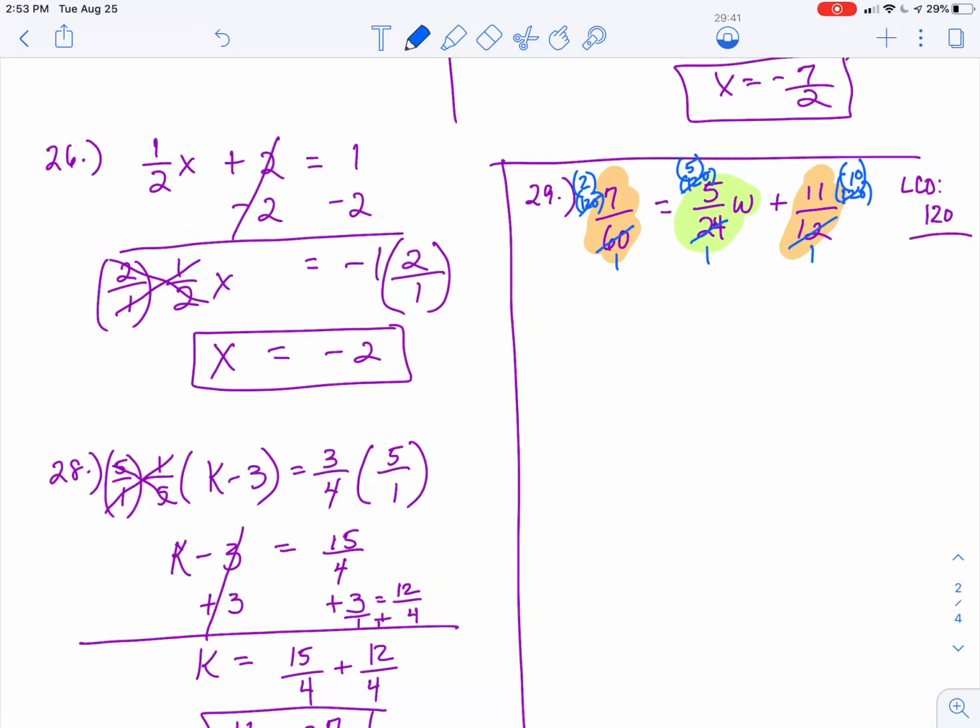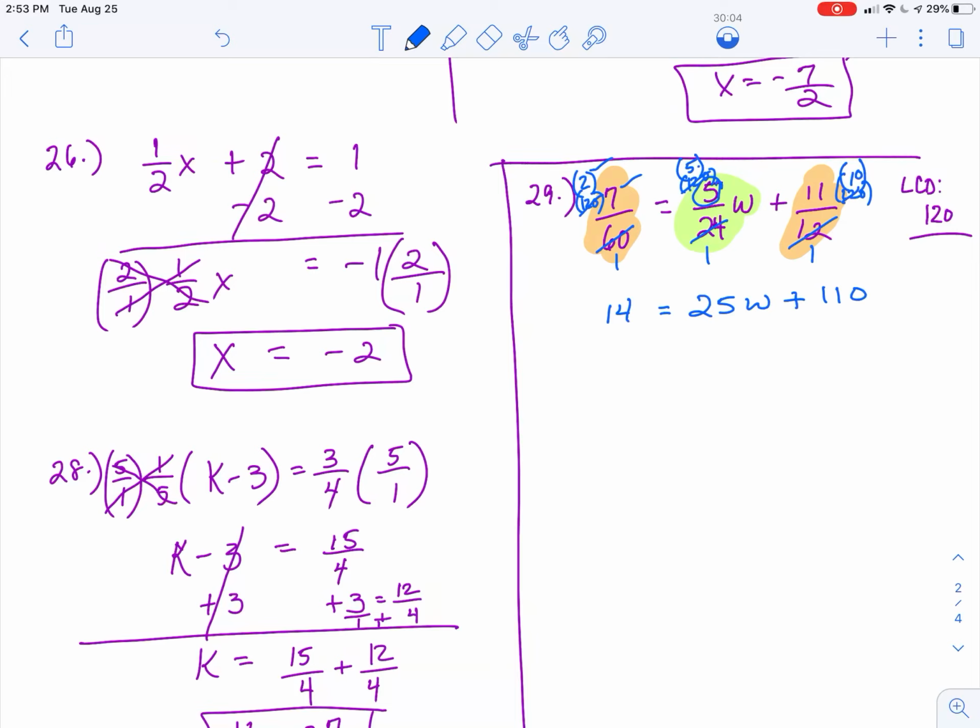So what do I have left here? Up top, I have a 2 and a 7. 2 times 7 is 14, equals, and I have the 5 up at the top, times the 5 that's down here. So I have 25W plus 10 times 11, which is 110. And there's my new equation.